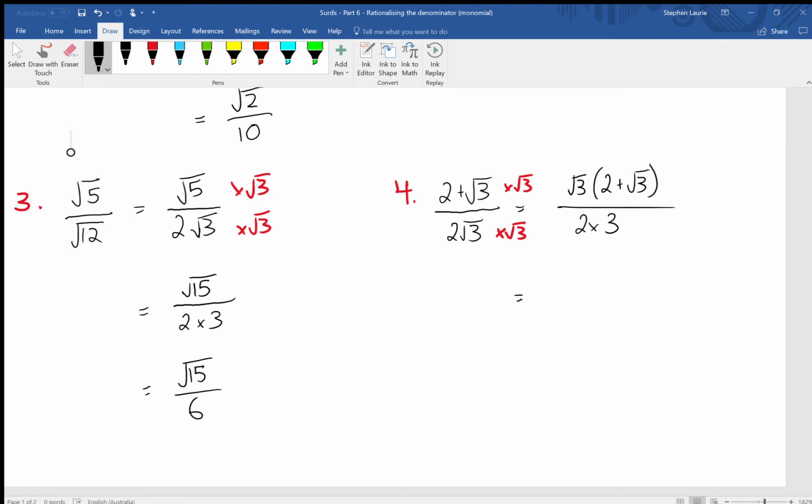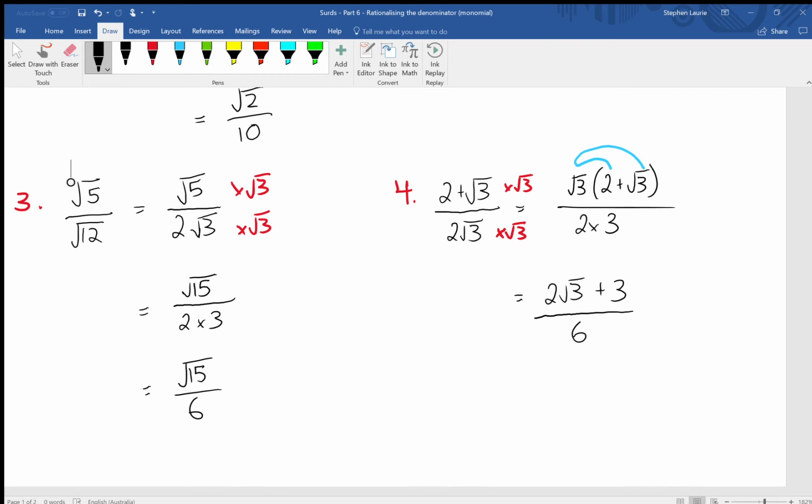Alright, back to the numerator, and we can expand this. Okay, so we're multiplying root 3 by 2, that's 2 root 3, and root 3 by root 3, that's 3. And on the bottom, 2 times 3 is 6. And that's our final answer for example 4.